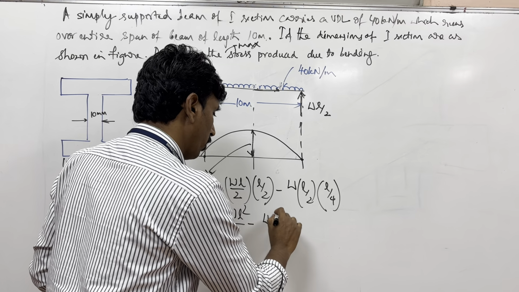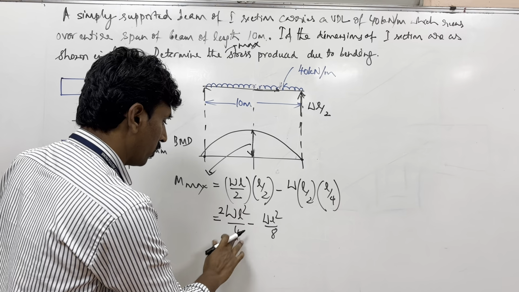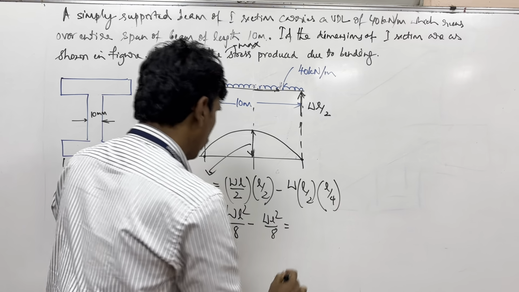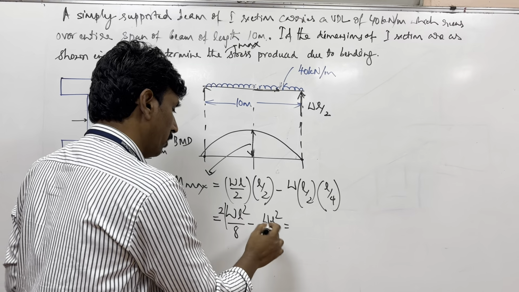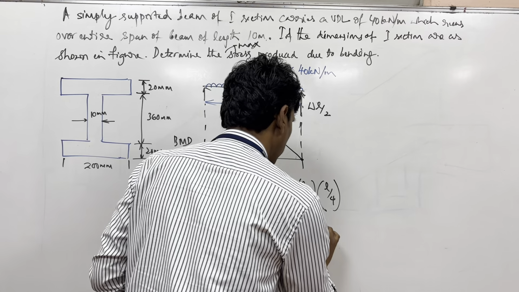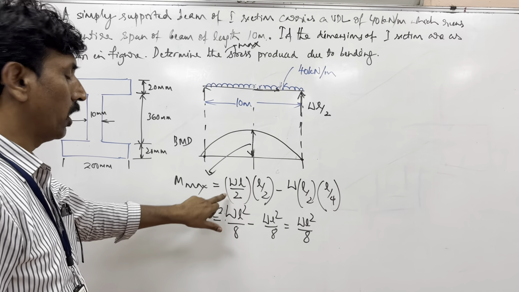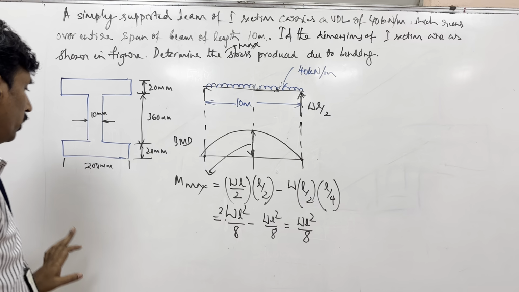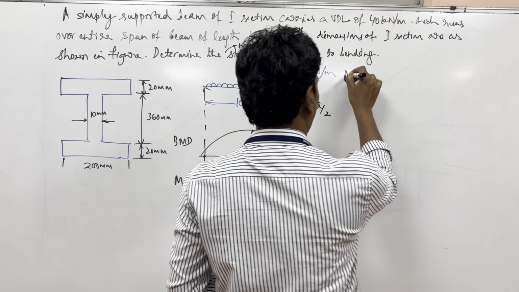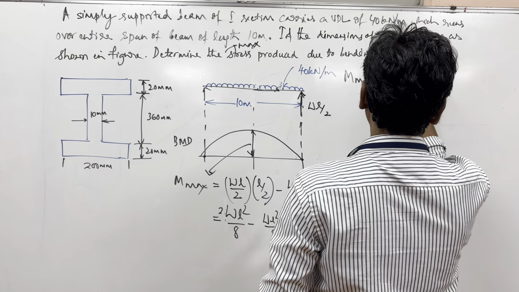This is WL square by 8. We said last time you can multiply this by 2 on either side. It will become 2 into WL square by 8 minus this. So it becomes WL square by 8. So the maximum bending moment is given by WL square by 8. Here we'll try to find out M max. So M max is WL square by 8.